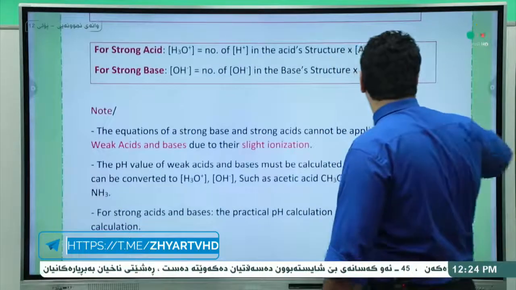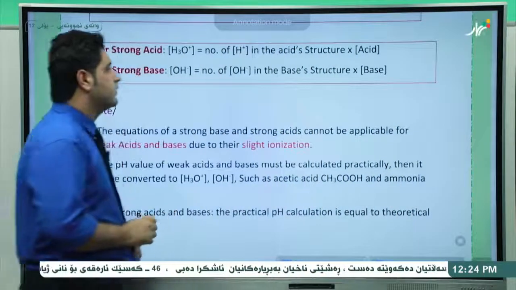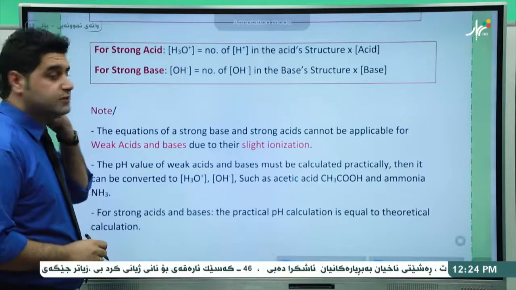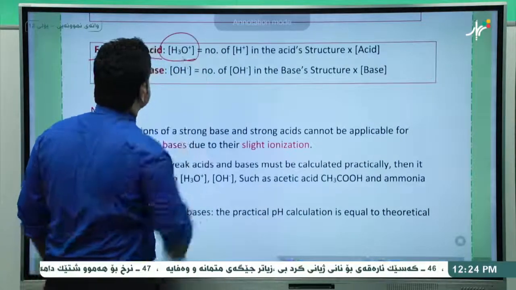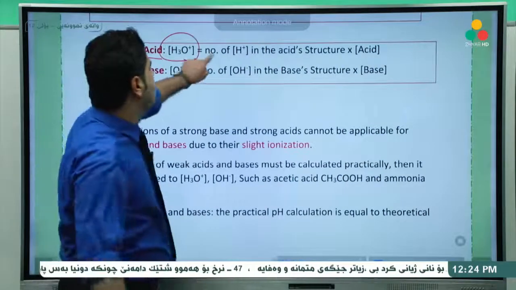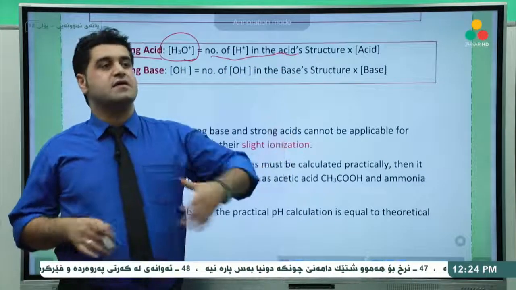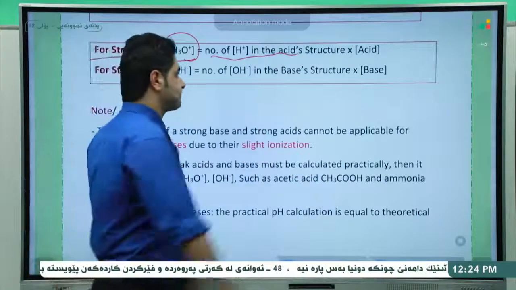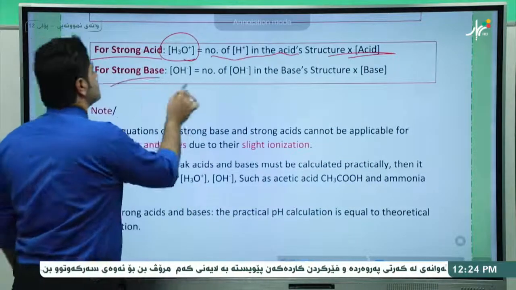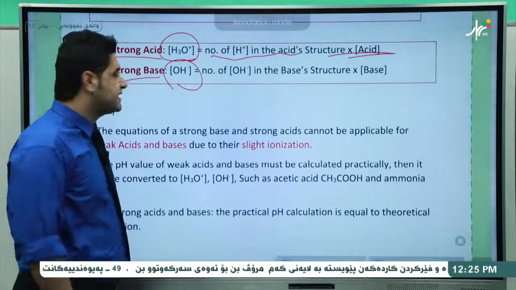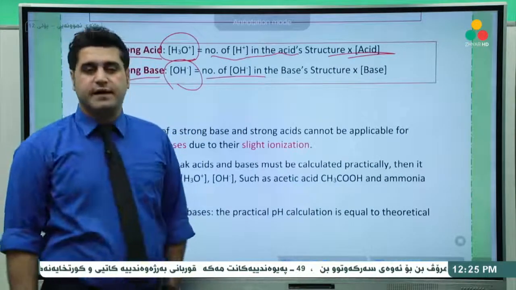Well, we have these two equations. You should know and you should remember anytime. It means that you have to memorize. For strong acids, we should start by calculating the hydronium ion concentration, which is equal to the number of H plus in the acid structure, or the number of H3O that we can get through the ionization of that acid, times the concentration of the acid. And for strong bases, we should start by calculating the hydroxide concentration, which is equal to the number of hydroxide times the concentration of the base.